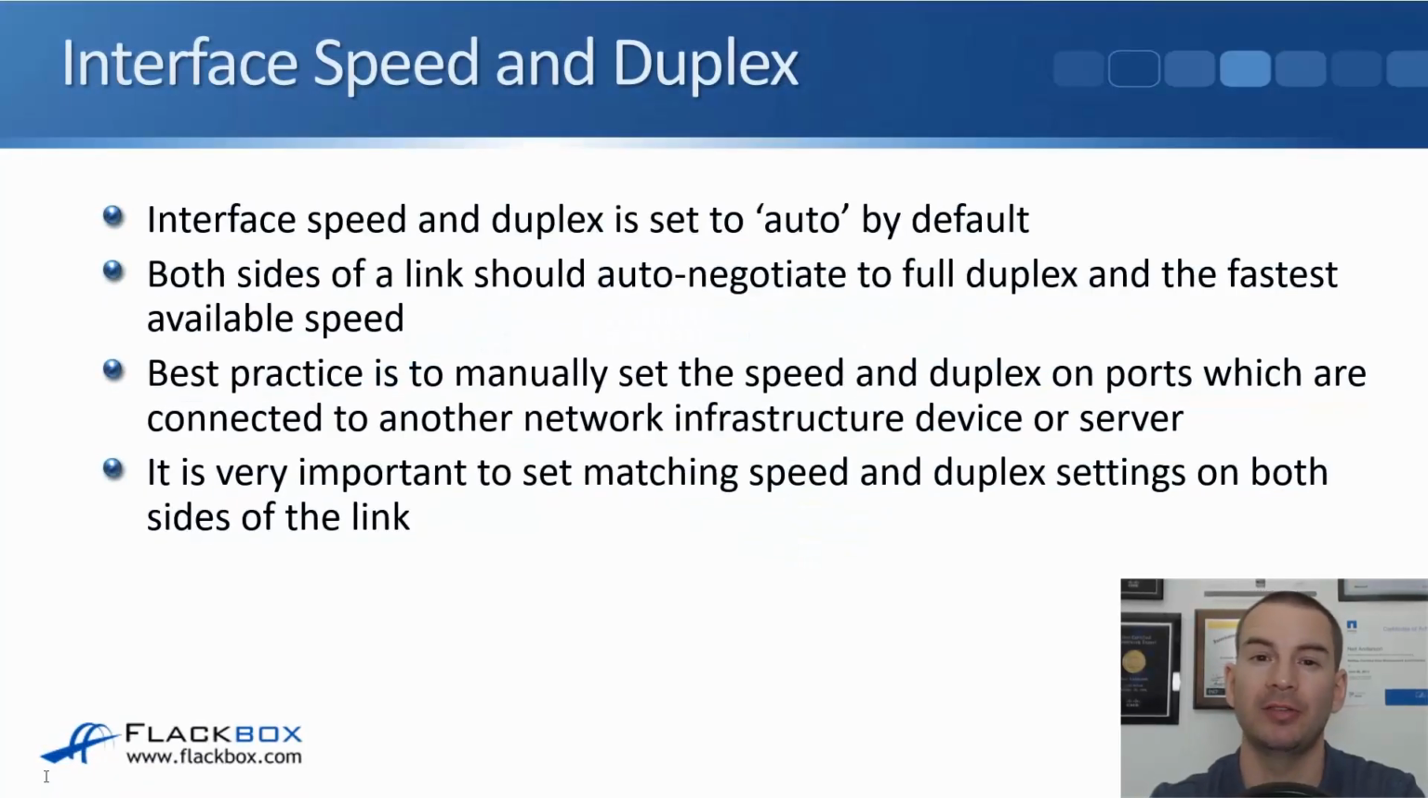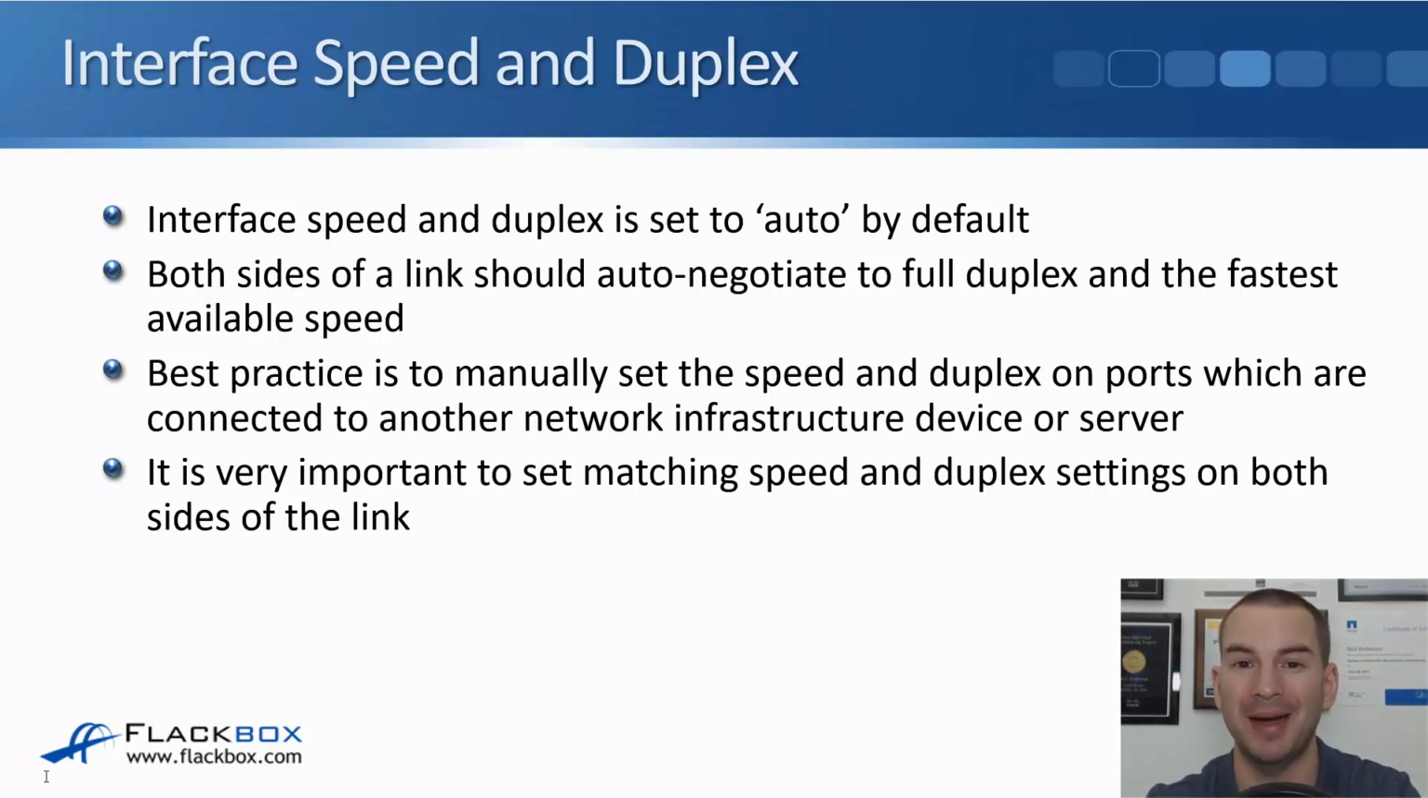Next thing to talk about is interface speed and duplex. They are set to auto by default. So both sides of the link should auto negotiate to full duplex and the fastest available speed. They should do that automatically. The default is auto on Cisco devices.